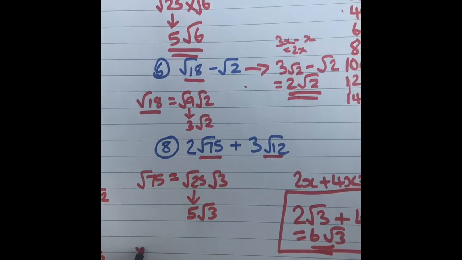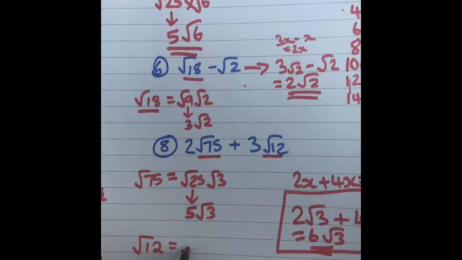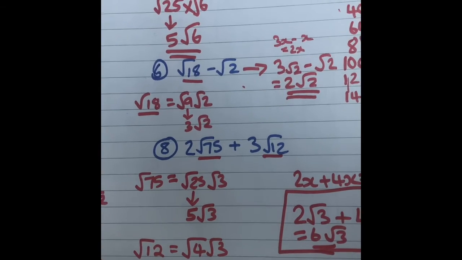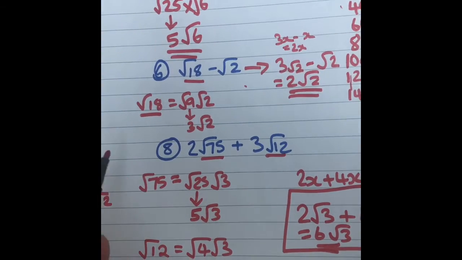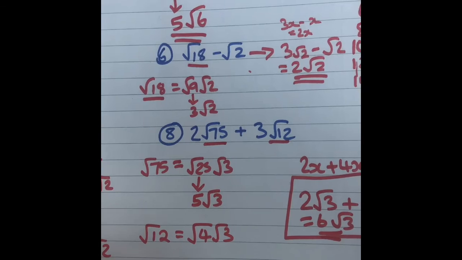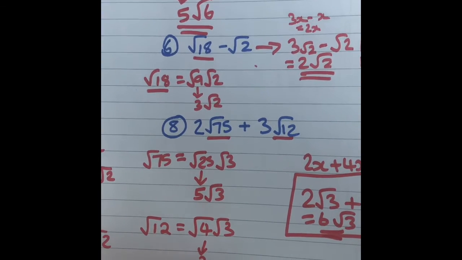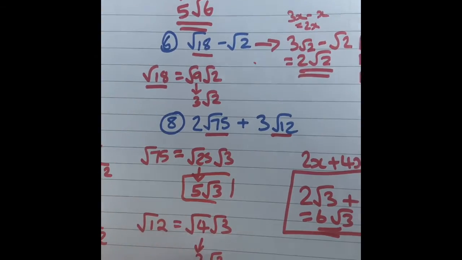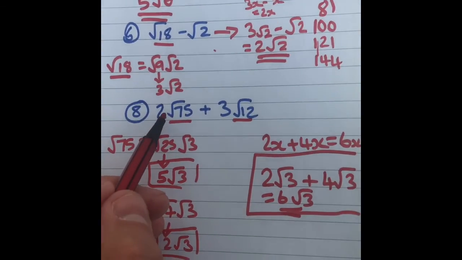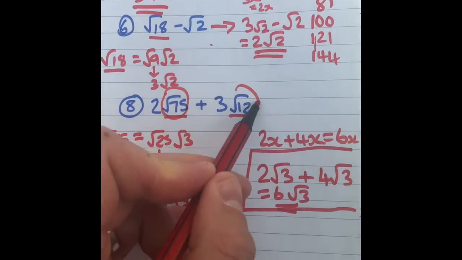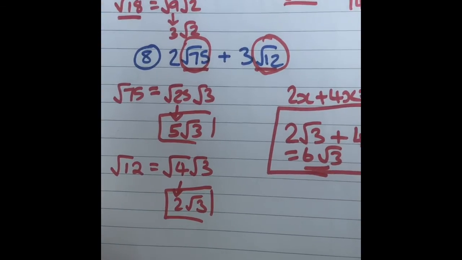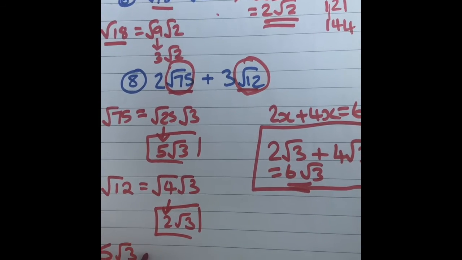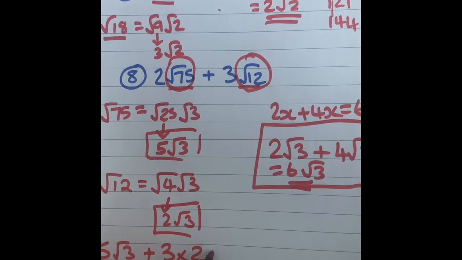And then root 12. Root 12 is, well, it's 4 times 3, isn't it? Once you've done loads of these and keep practicing, you almost spot when there's numbers that you remember in your head you've done before. So this becomes 2 root 3. So root 12 is 2 root 3, and root 75 is 5 root 3. Now we've got to replace root 75 and root 12 with those two numbers. So 2 times 5 root 3 plus 3 times 2 root 3.